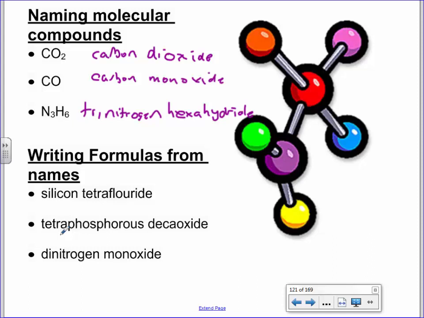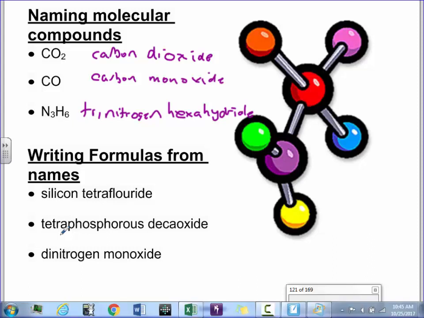Well, let's try the next one here. If I don't give you the formulas, but I give you names, can you write it? Well, all you need to know now is your symbols. Silicon is Si.